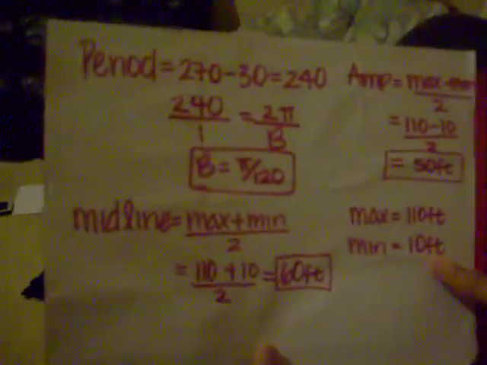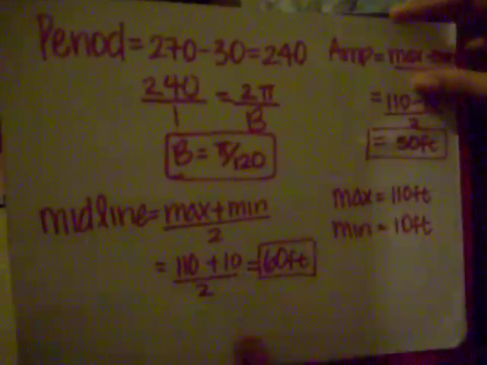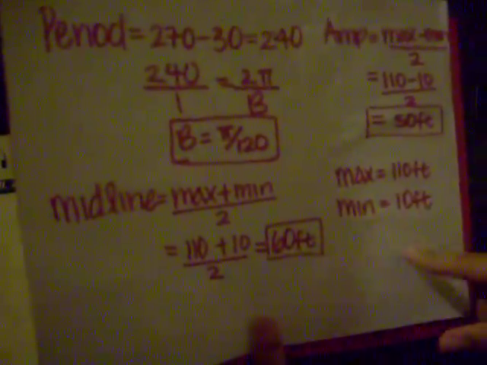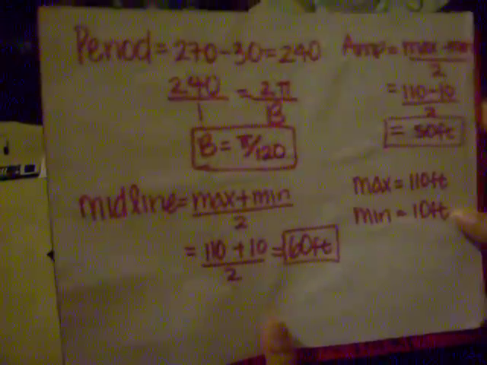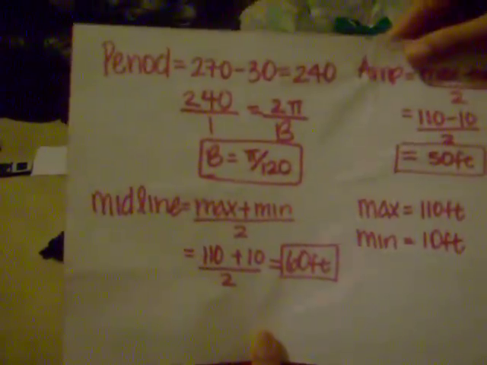Number 5, determine the period, amplitude, midline, maximum, and minimum values for this function. Once you find the period, the midline, and the amplitude, you will be able to find all the things that you need for this question. And also, you need to find the minimum and maximum. So here are your answers.